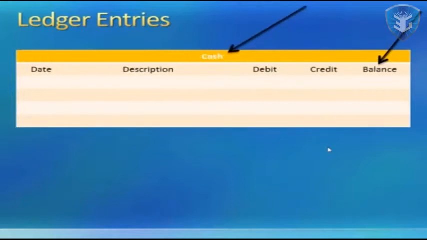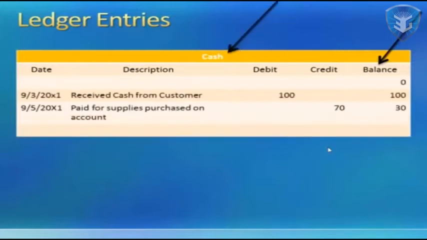So here we see a cash ledger. A ledger differs from a journal in that only the part of the transaction affecting cash is written in the ledger. Here we see the cash ledger where we received cash from a customer of $100. Then on 9/5, we paid for supplies purchased on account for $70.